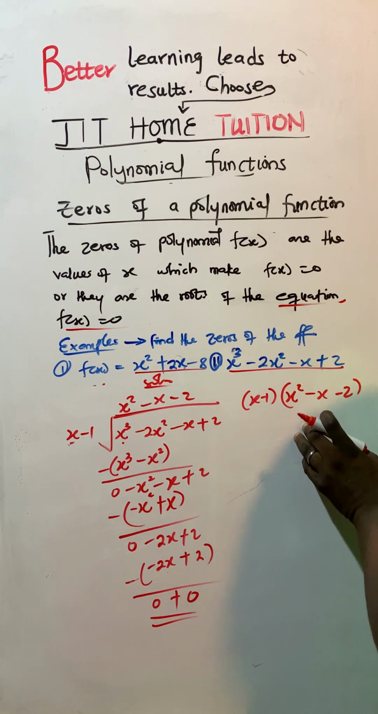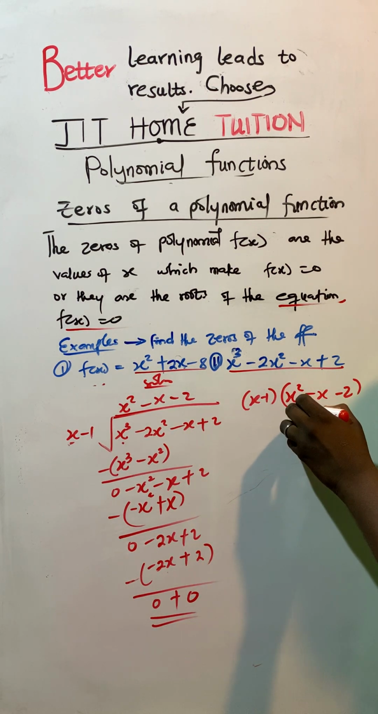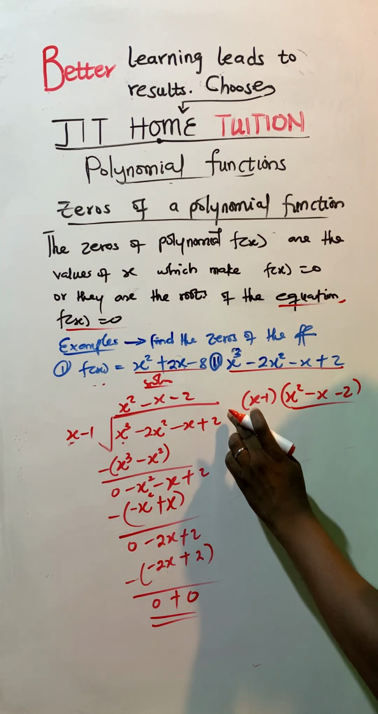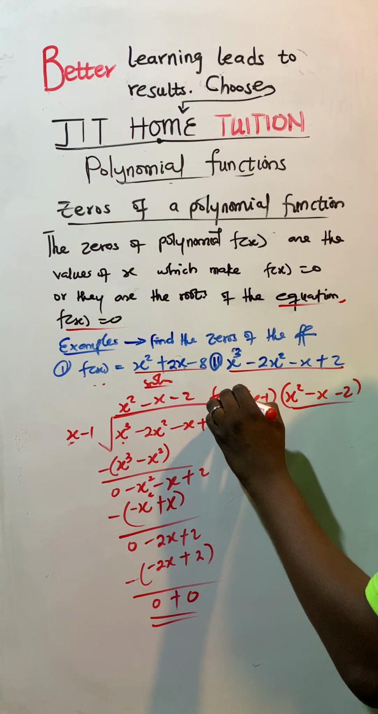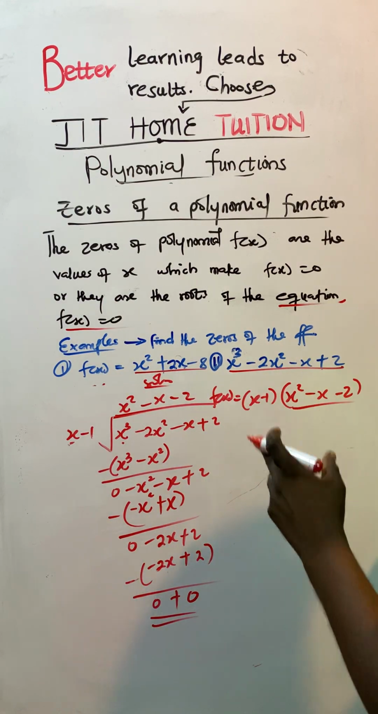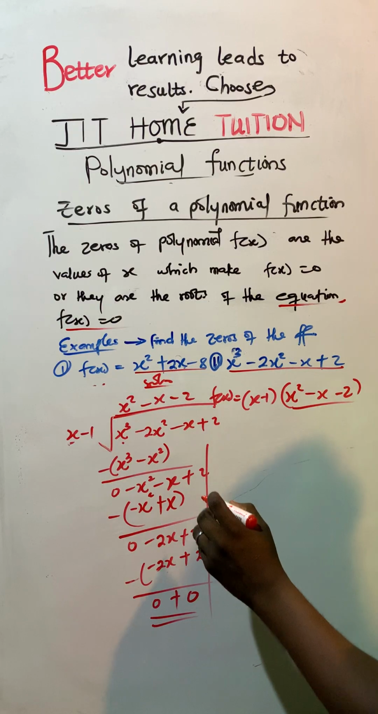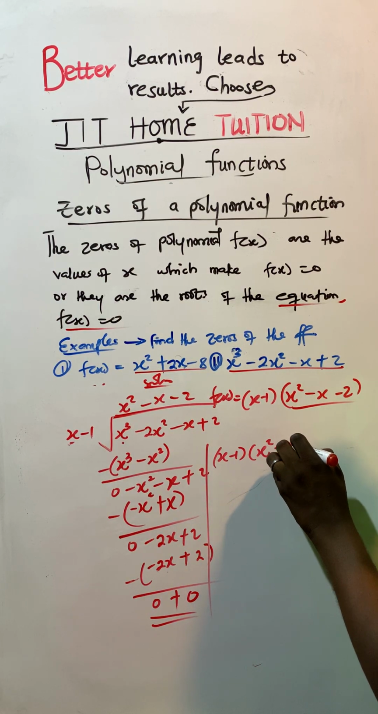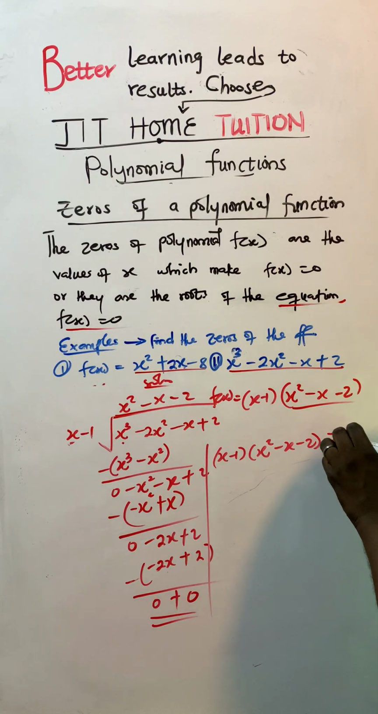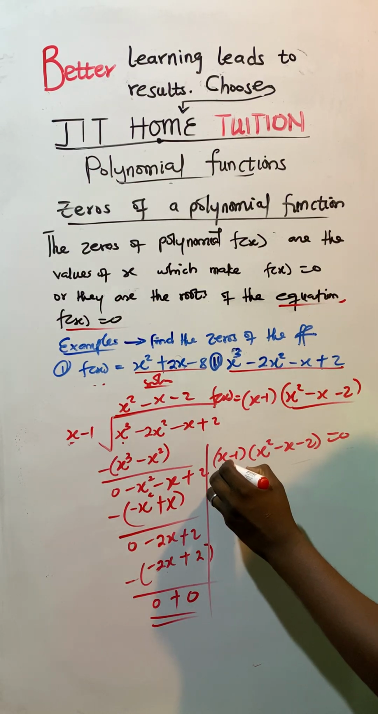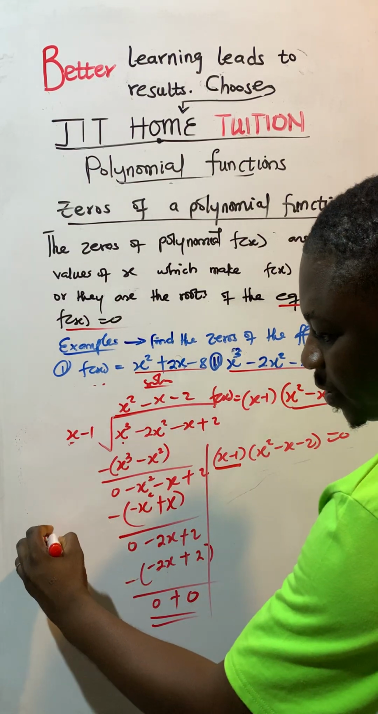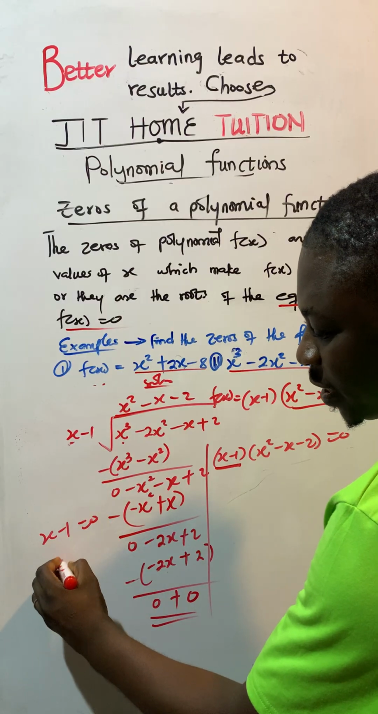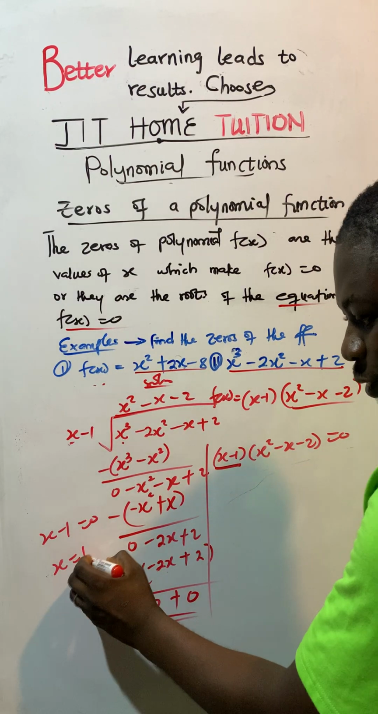You are having this one also. So what you are supposed to do is to break this one down. So meaning that the whole function f of x is equal to this. So guess what? You are going to equate the whole of x minus 1 here, then x squared minus x minus 2, all equal to 0. So already this one, x minus 1, you have what? x equal to what? 1. So this one is already there.